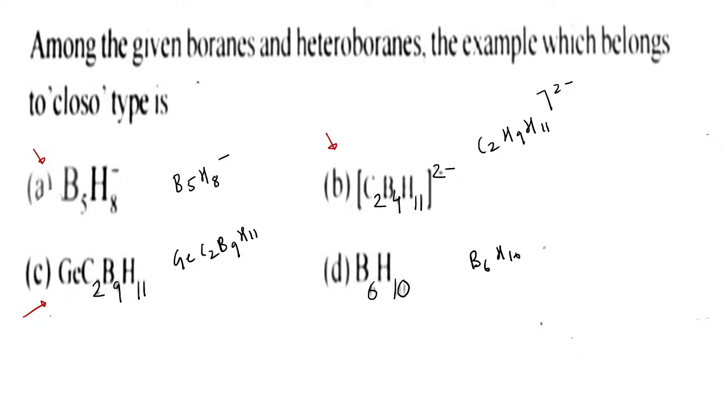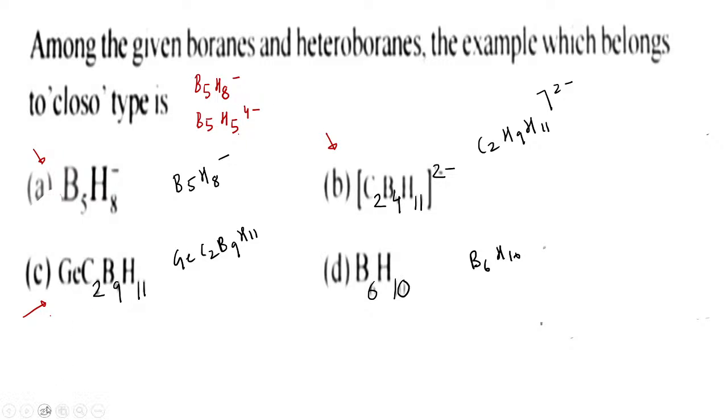So let's go with option A. Option A is basically B5H8 negative. How can I write B5H8 negative? I can write B5H5, right? And this is B5H5, and how can I write this? This is 3 minus and 4 minus.